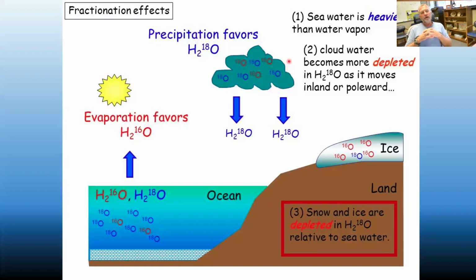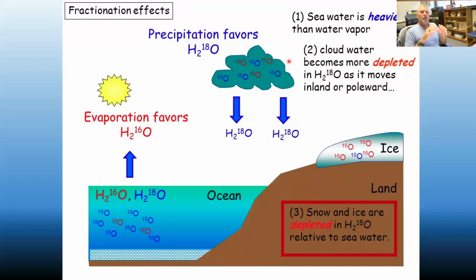So as it rains, as precipitation starts to form and a cloud loses that atmospheric moisture back to the surface as part of the water cycle, it's going to lose its heavy water, right, with the oxygen-18 more quickly. It's going to be depleted more quickly than that with the oxygen-16 as its component. Okay.